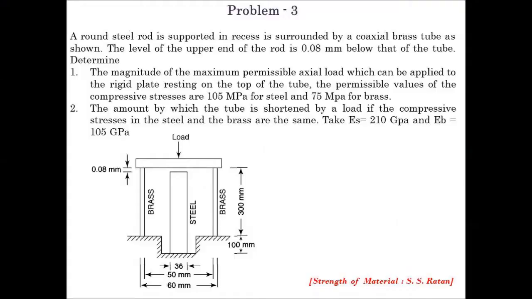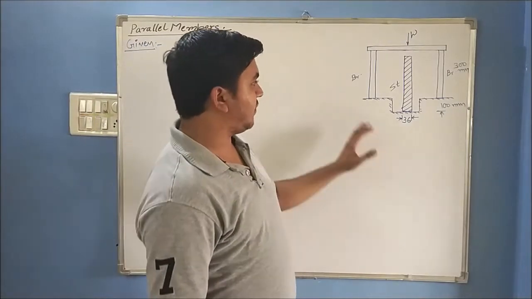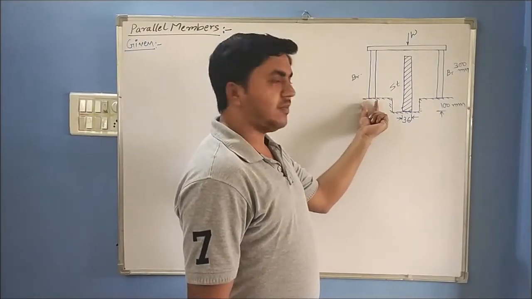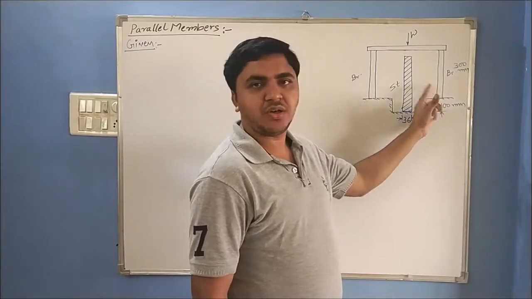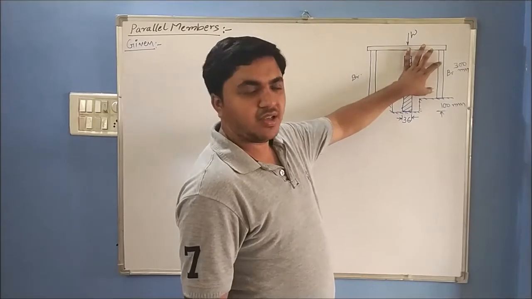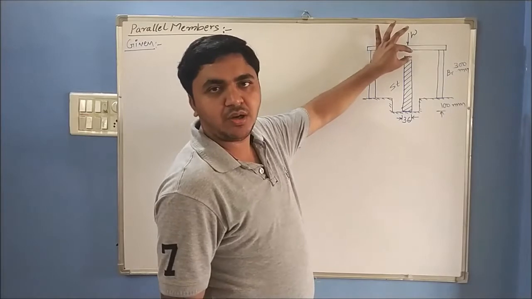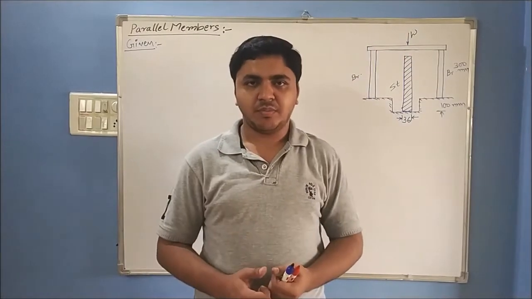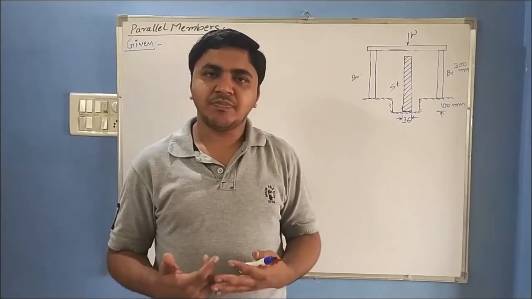So let's read the first problem. In the first problem, they have given one steel bar, and this steel bar is surrounded by a copper tube. So this is a copper tube you have, and this is a steel bar here. Okay, and there is a gap between the steel bar and copper tube, as you can read in the problem. So let's read the problem first of all, and let's see what are the different data given to you.